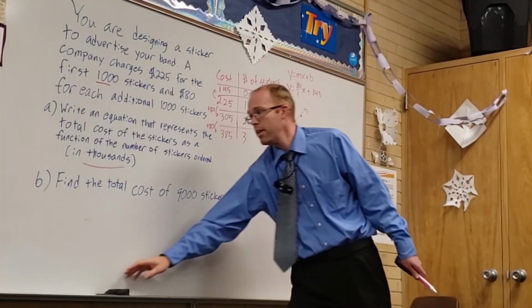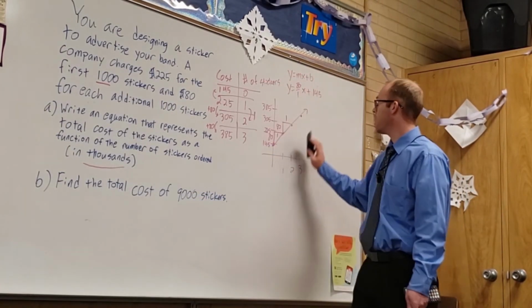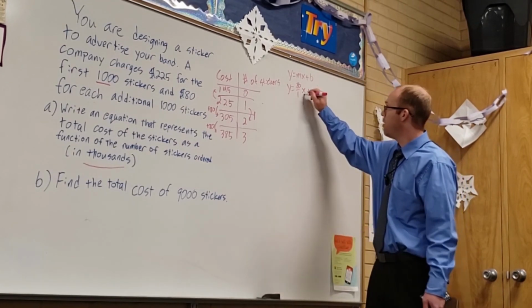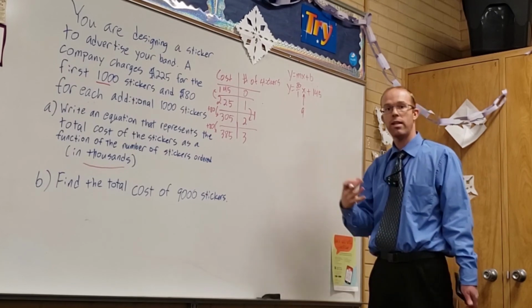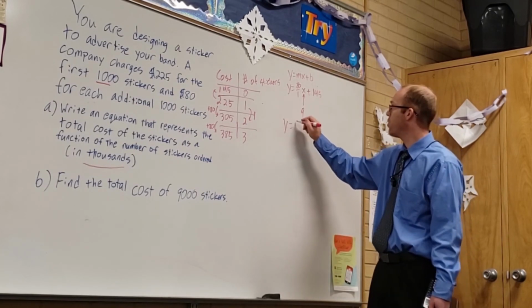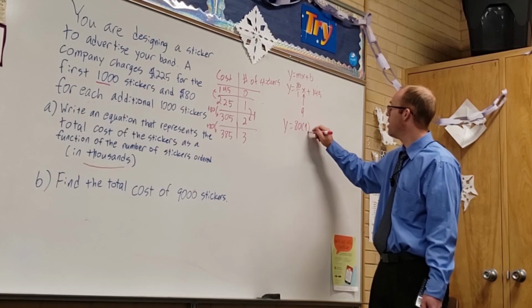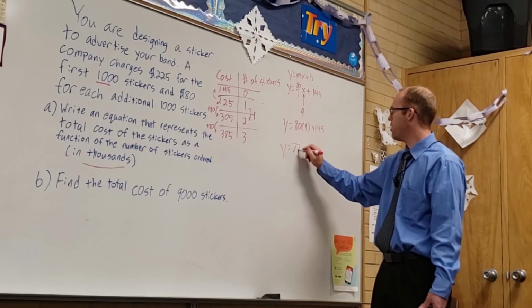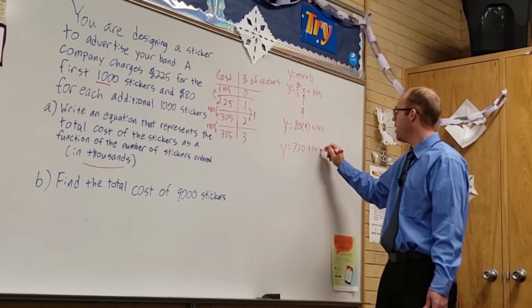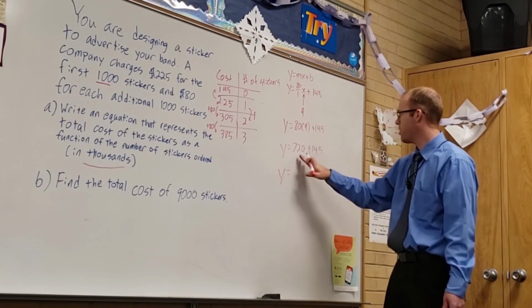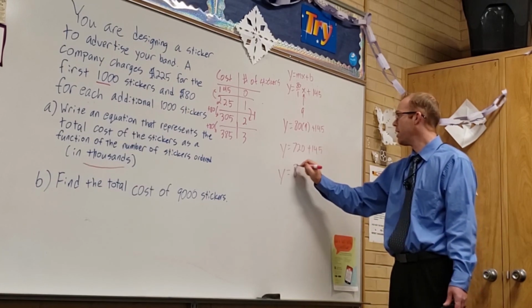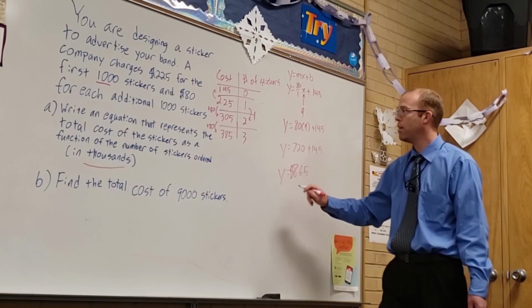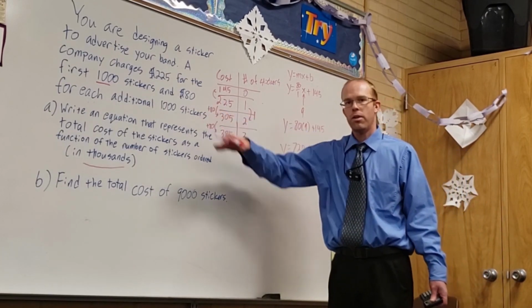All right. Let's answer our last question. It says, find the total cost of 9,000 stickers. So that is our x value. We have 9 because we're measuring again in thousands. So we get y equals 80 times 9 plus 145. 80 times 9 gives us 720. And we get y equals 720 plus 145, which is 865. The units on that is dollars, as we can see right here. And we are finished with our question.